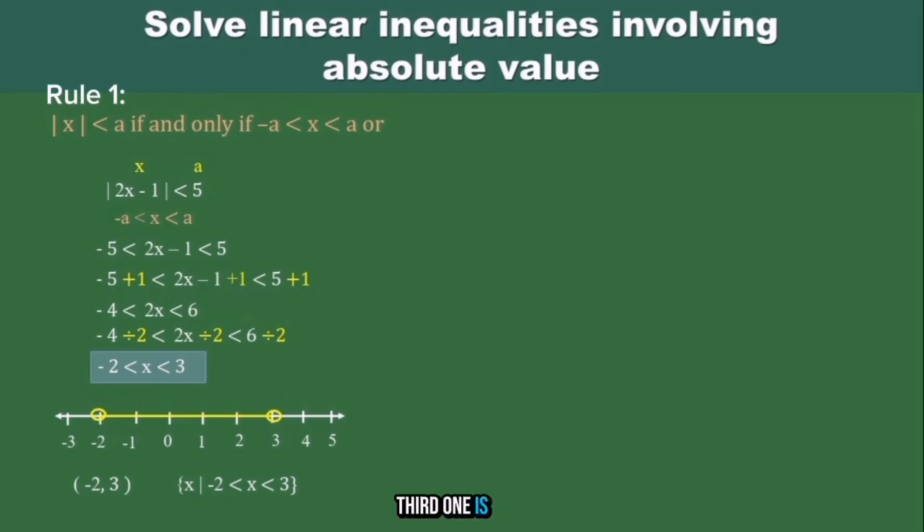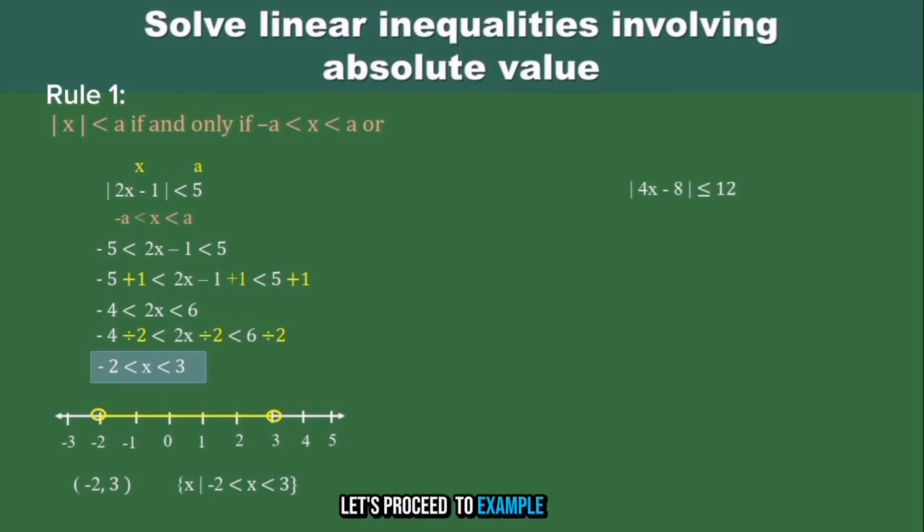Third one is graphical method. How to draw it? Draw a number line, put open circles at negative 2 and 3 because we don't include these numbers. Then draw a line connecting the two circles. It means the open circles show that negative 2 and 3 are not part of the solution, or not included in the possible values of x.